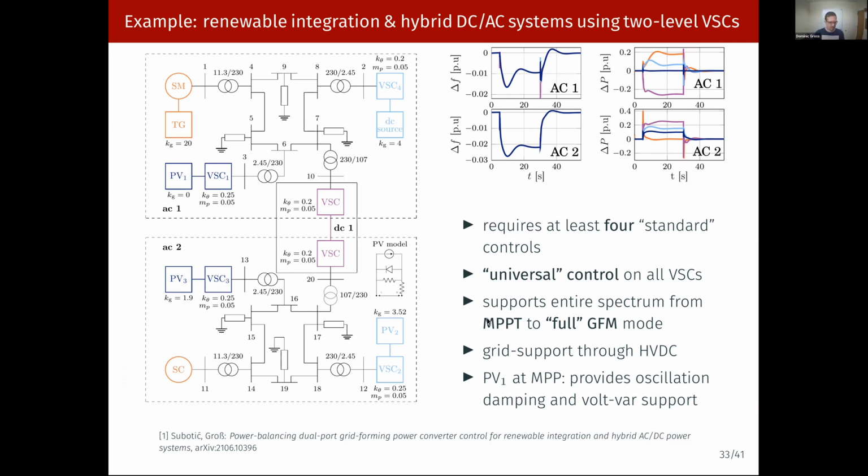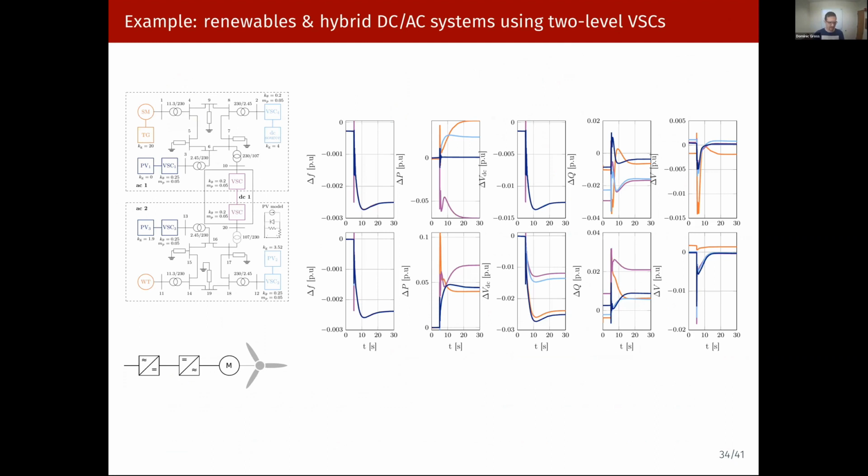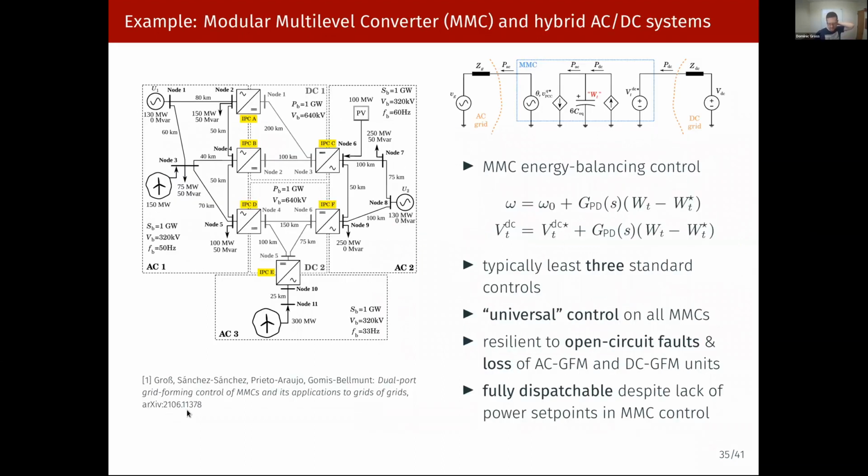That's the same system where, instead of the synchronous condenser that we had before, we plugged in a wind turbine with back-to-back converters, with a very similar result. I will probably not spend time on this right now. Then we also have a paper here, again the arXiv link. This has been accepted for Transactions on Power Delivery, where we again put these dual-port grid-forming controls on all of the HVDC converters. And again, we get everything to work with a single universal control. And that's the final one.